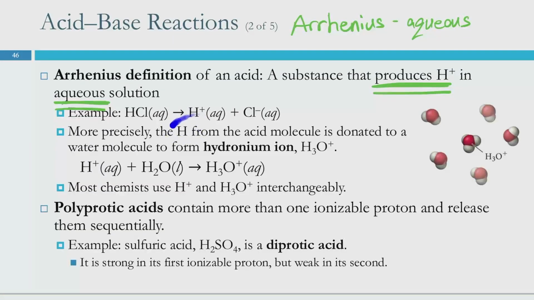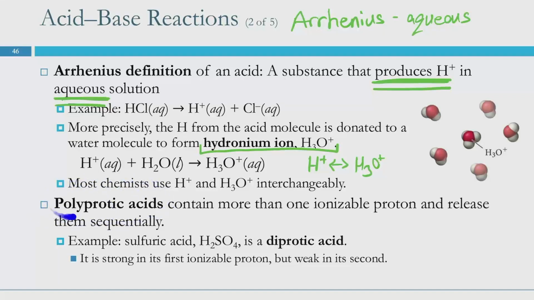That H from the acid molecule is actually donated to a water molecule. So this H+ latches onto an H2O, and it forms H3O+. H3O+ is more stable in solution, and this is our hydronium ion. Most chemists use H+ and H3O+ interchangeably. We frequently use H+ instead of H3O+ because there's fewer things to write. It's just faster. But anytime that we see H+ in solution, we should know in our minds that it's actually H3O+, hydronium.